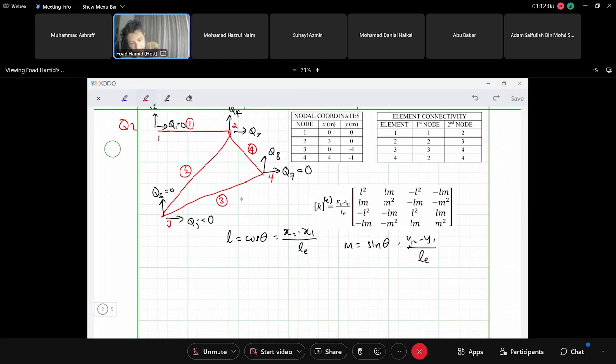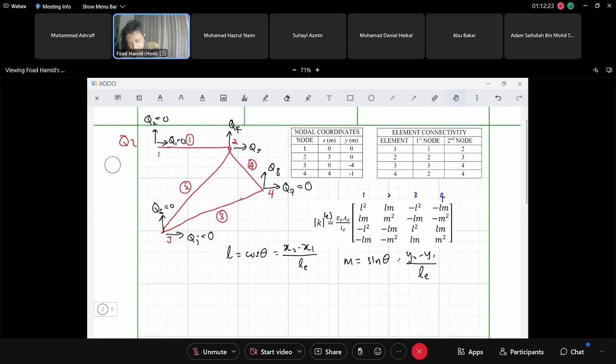Note that this is for displacement 1, displacement 2, displacement 3, and displacement 4. Node 1 has 2 displacements, 1 and 2. Node 2 has 2 displacements, 3 and 4. So this is the numbering.